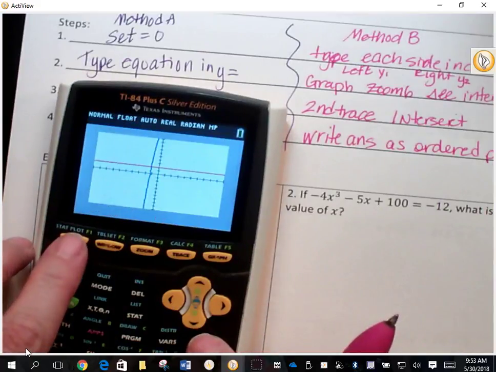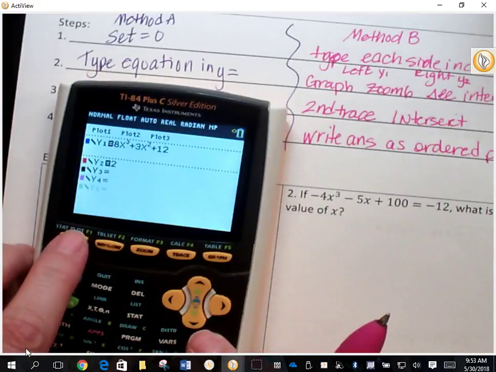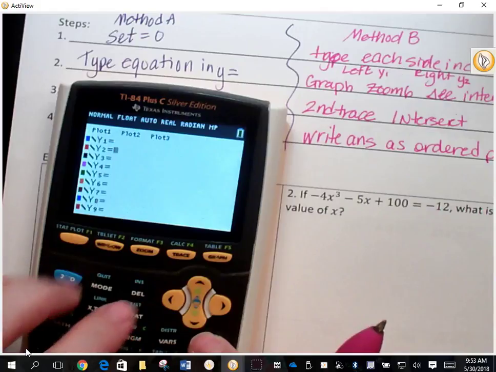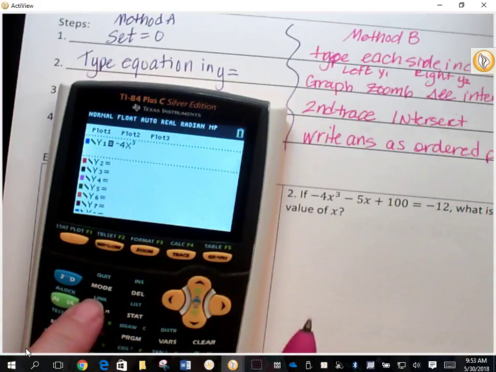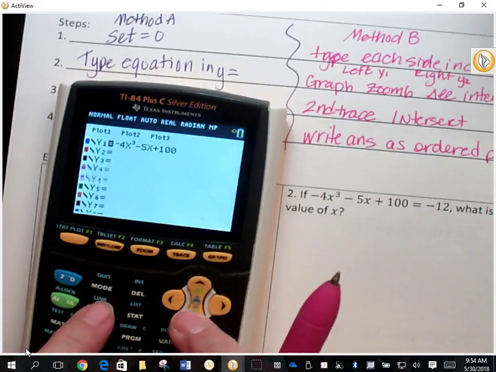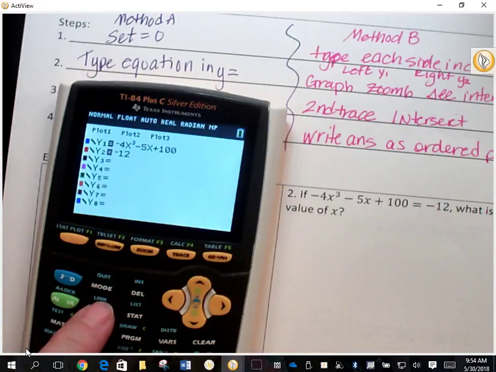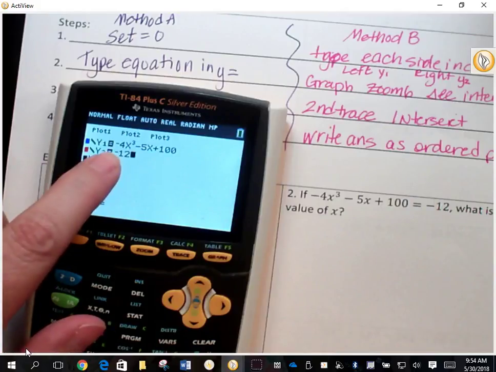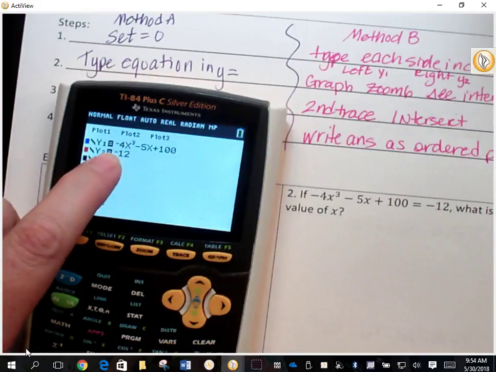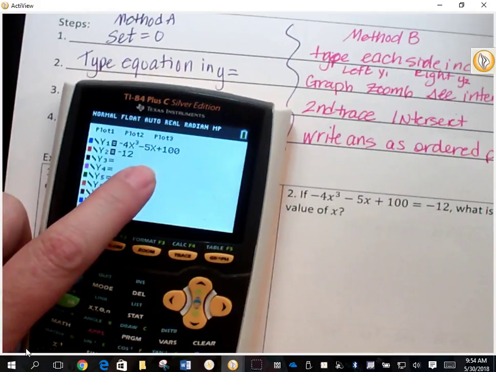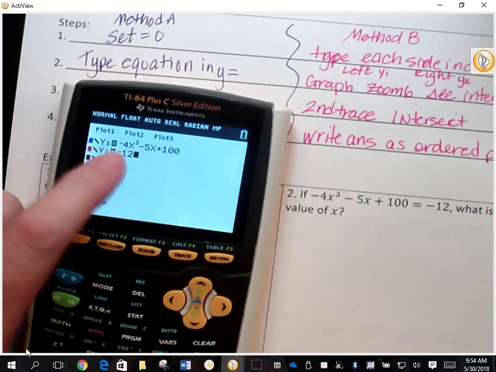Same thing happens over here. If we go to y equals, clear the two equations that are there. We've got negative 4x to the third minus 5x plus 100. And then we've got negative 12. Notice the difference between a negative and a minus sign. If you put in a negative, that's not going to give you the same thing. If I put in a minus sign there, at the beginning it's going to say error.